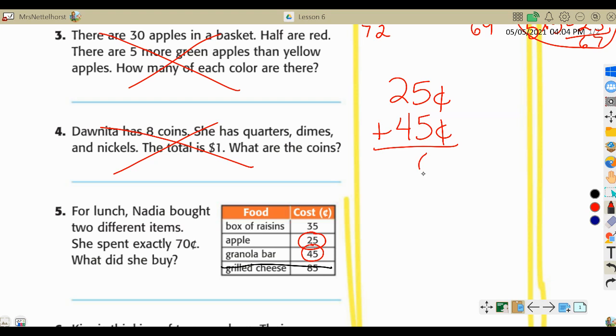Okay, 5 and 5 is 10. Carry the 1 to the tens place. 4 and 2 is 6, and 1 more is 7. So that, oh, look at that. We fell right upon it. So what did she buy? She bought an apple and granola bar. And I didn't even know that that was going to work. I just thought, we'll start there. Boom. Sometimes you get it the first time.